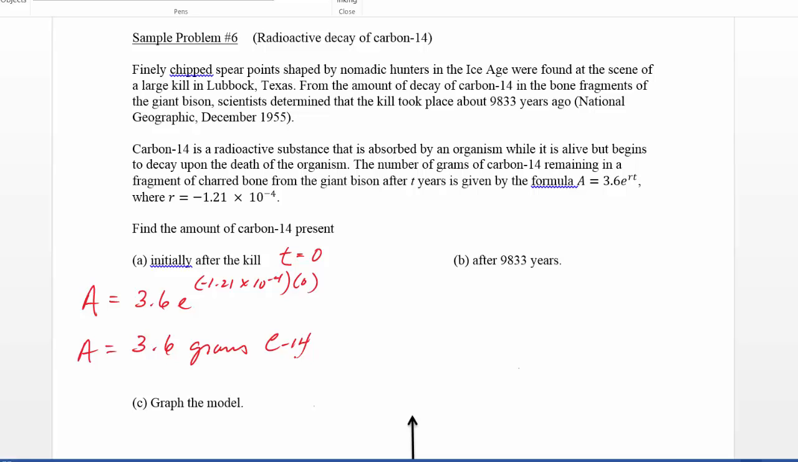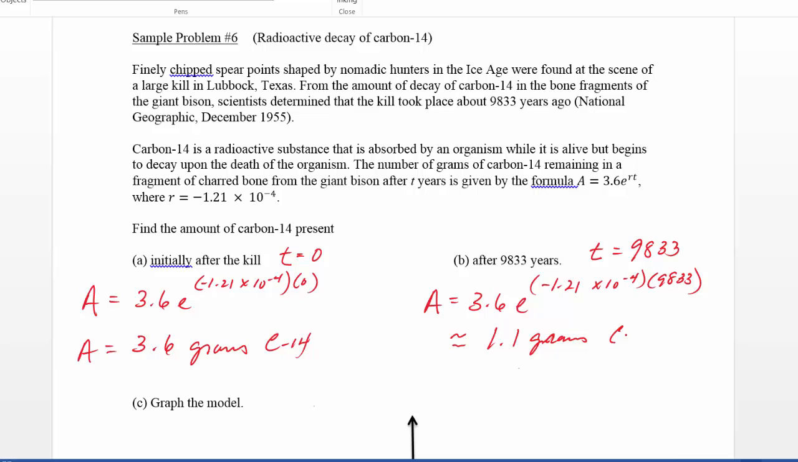Now, part B says how much C14 is left after 9,833 years, and then we've clearly gotten to a fossilization at this point of the actual bone, and so we're going to say that T is equal to 9,833 years, and we're just going to have the exact same setup. And then if you use your calculator effectively, you'll get an approximate value of 1.1 grams of carbon-14 remaining in the fossil. So this is a good use of the formula that we have here for continuous decay.